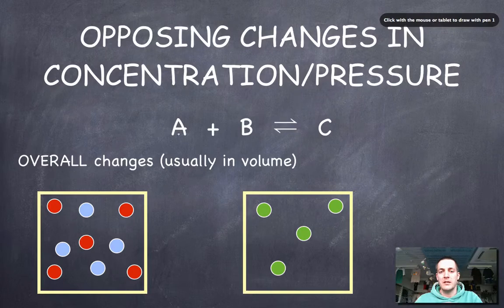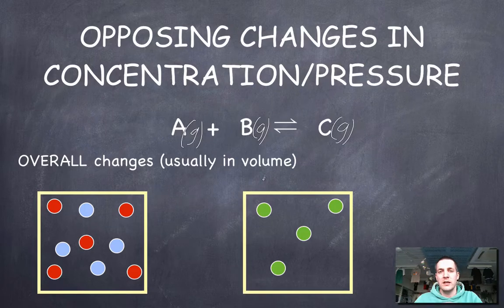Now, hopefully it doesn't take too much imagination to see that if we were in this container, and these things were all gases, the pressure would be higher inside the container if the position of equilibrium were to the left, and lower if the position of equilibrium were to the right, because there are fewer moles of gas on the right hand side of the equation, so there'll be fewer particles in the box. So we've got a clue here as to how a system might counteract an overall change in pressure.